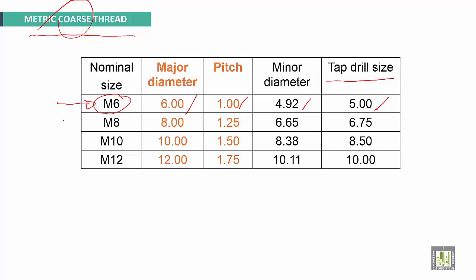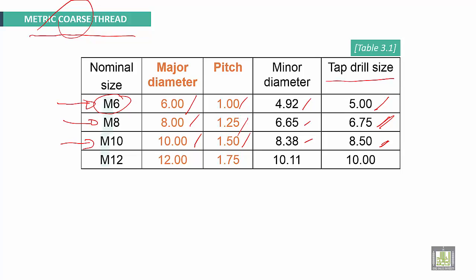For M8, for example, here 8 mm, the pitch is 1.25. The minor diameter is 6.65, so the tap drill size will be something standard, 6.75. M10, the measured diameter or nominal size will be 10 mm. The pitch will be 1.5 mm. So the tap drill size is 8.5 mm and the minor diameter will be 8.38.